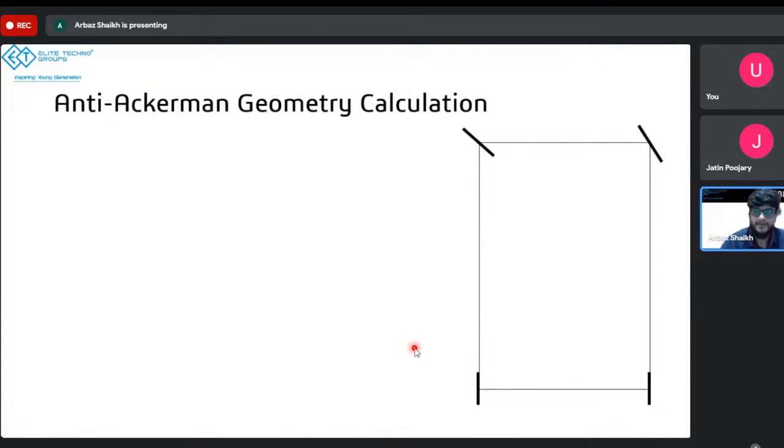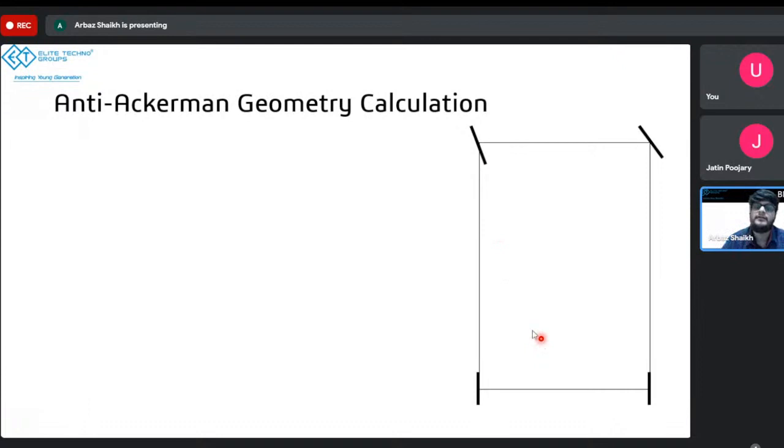Now coming to the Ackerman geometry calculation. If you see this diagram over here, you can see that the inner angle is higher than the outer angle. This is not Ackerman geometry. This is anti-Ackerman geometry. If I do this the opposite way, so the outer angle is higher than the inner turning wheel angle, now this becomes anti-Ackerman geometry.